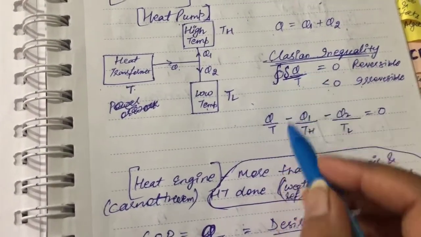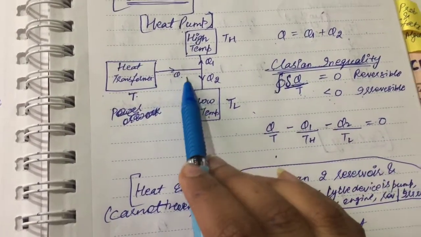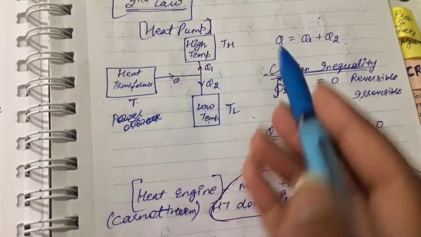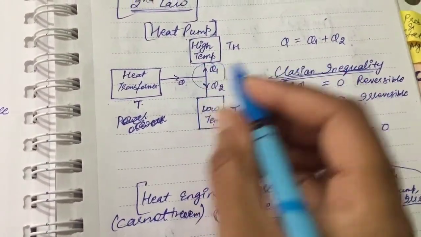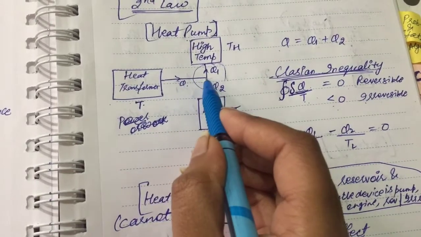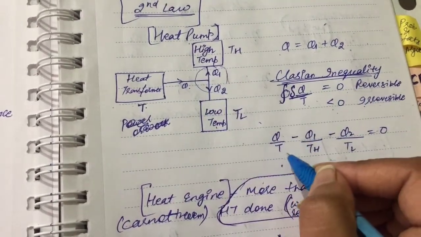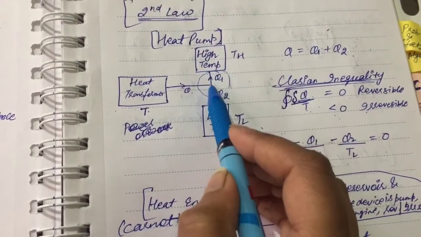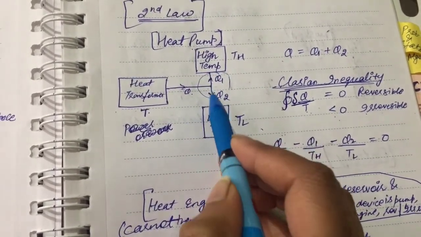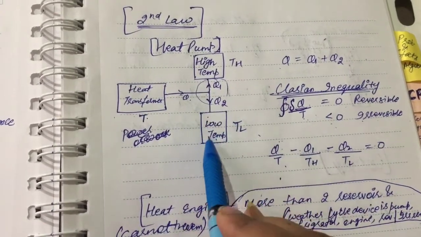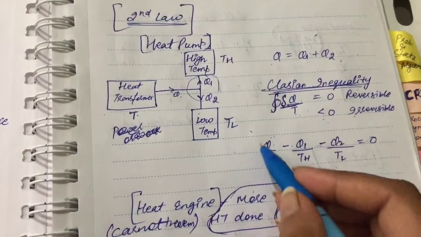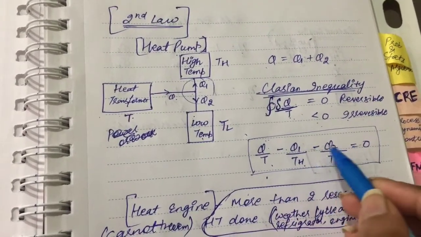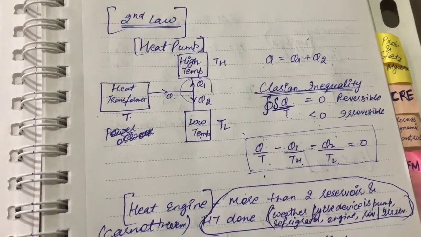So we are going to balance our Q and T. If we notice this part, Q by T is heat supplied, Q1 by TH is going out, and Q2 by TL for the low temperature reservoir. So the equation would be Q by T minus Q1 by TH minus Q2 by TL is equal to 0.